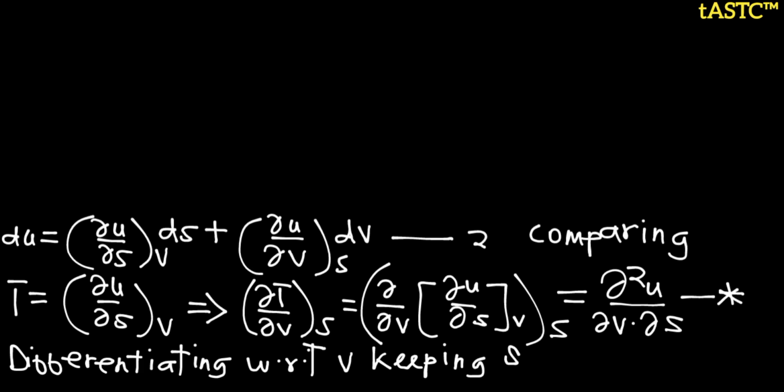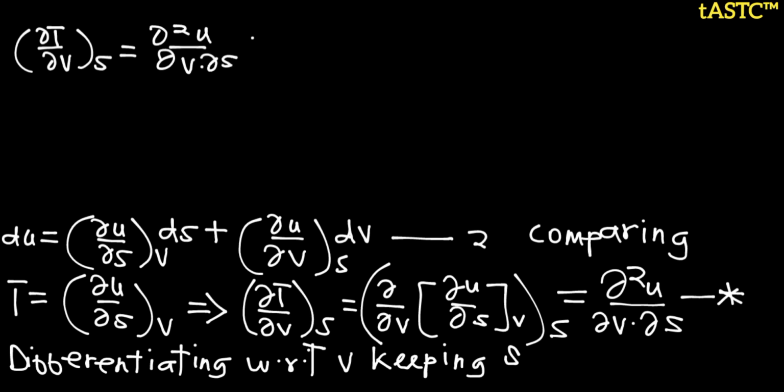So we have that partial t, partial v with respect to s, is equal to d squared u of dv ds. As we said, this is equation star. Now next up, we're going to compare the other side of the equation, this side.